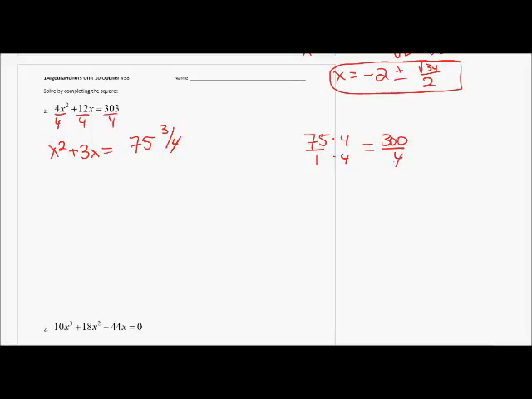So this is the same as 300 fourths. And I'm going to add that to 3 fourths to get 303 fourths, which is hopefully obvious from above, but in case you needed that practice to convert, I was glad to give it to you. Okay, so now completing the square. Half of 3 quantity squared is 9 fourths. I'm going to add 9 fourths to both sides. Plus 9 fourths, plus 9 fourths.